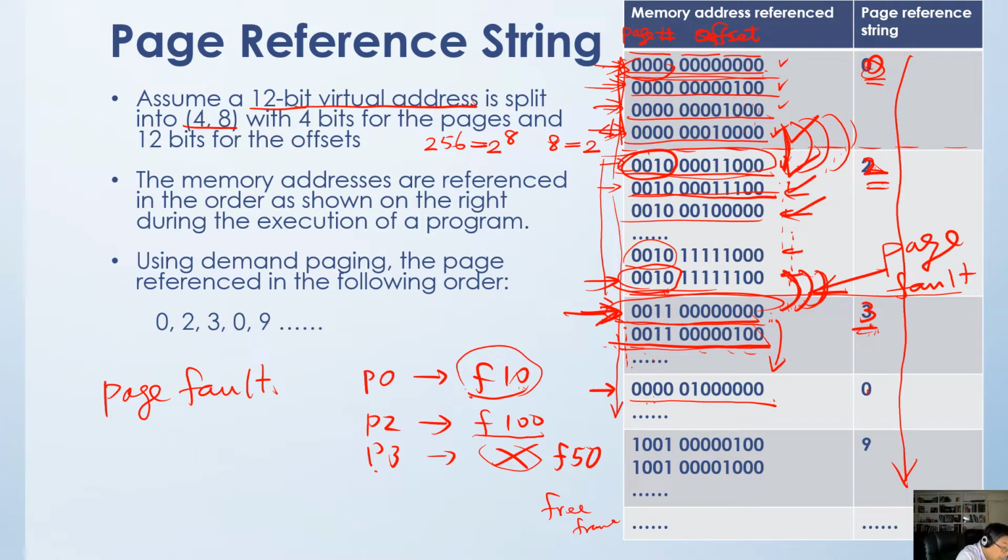And then here we have another jump, right? We jump from page 3 to page 0. Now, hopefully, when you jump to page 0, we find out page 0 is in the physical memory, because page 0 is mapped to frame number 10. Okay, hopefully that's the case. So in this case, there's no page fault, right?